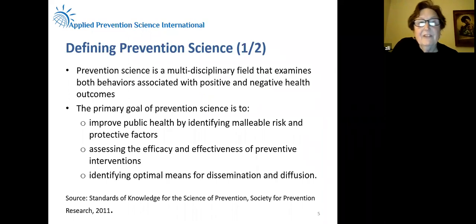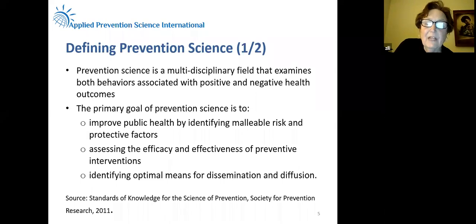So defining prevention science, it's very interesting that the history of prevention science is a very short one. The first time I've seen the term prevention science being used was in an article in 1993. And subsequent to that, there has not been a lot written about it. In 2007, 2008, the United States Society for Prevention Research put together a group to develop a document that would define prevention science, to sort of spell out what this field is.